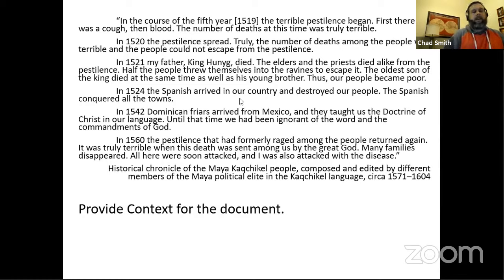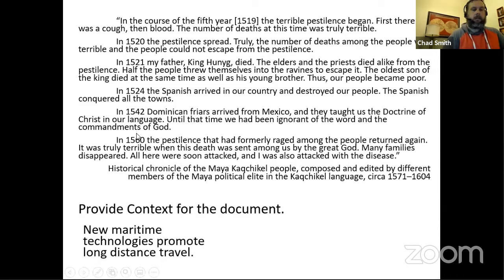Okay, so here are some ideas I had that might provide context for this document. One idea that I had is what we learned about yesterday with Mr. Logero. New maritime technologies promoted long distance travel. And that long distance travel eventually led to the connection of the two hemispheres, the Eastern and the Western. And that connection is great context for the diseases that are being described here because they were brought over by Europeans to Americans.